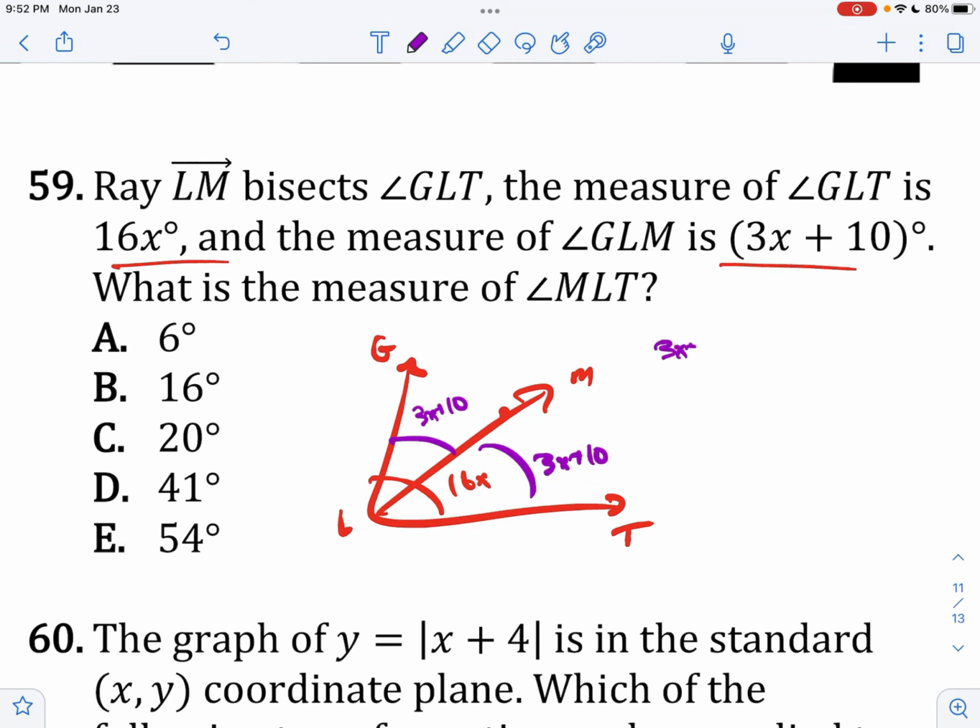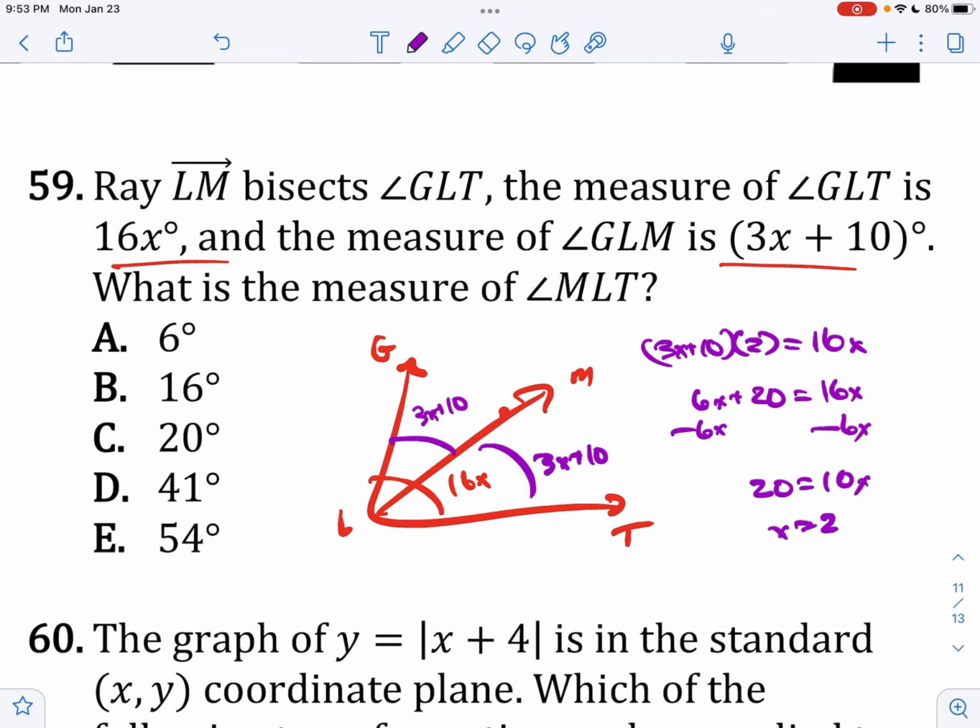So 3x plus 10 times 2 is equal to 16x. That means 6x plus 20 is equal to 16x, minus 6x, minus 6x. 20 is equal to 10x. X is equal to 2. So 3x plus 10, or essentially 8x, is going to be 8 times 2, which is 16 degrees, which is the same thing as 3 times 2, which is 6, plus 10.